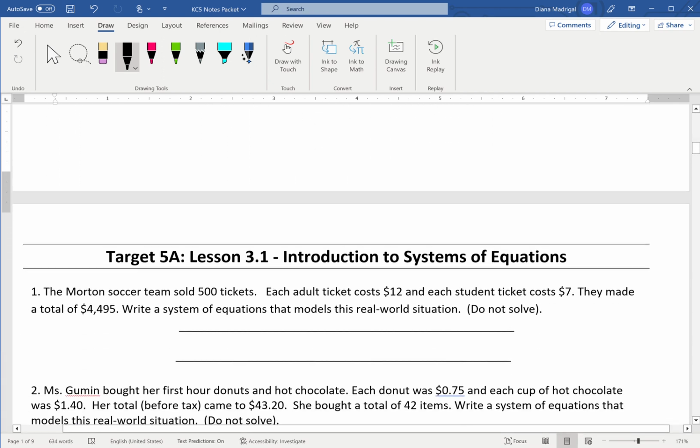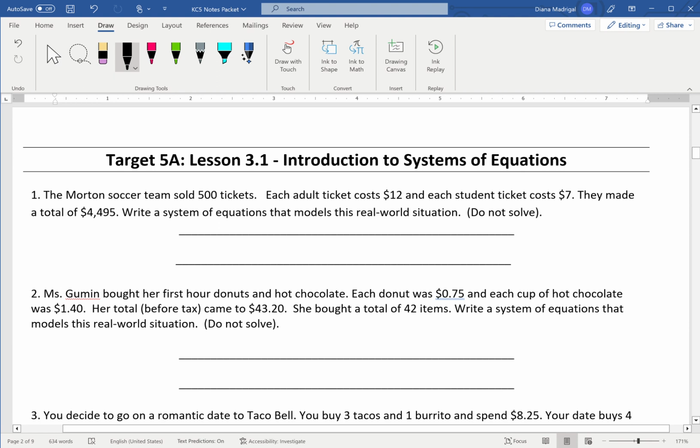So if you have highlighters or color pencils or anything, I suggest that you take it out since I will be using it for this unit right now. So here we go. It says the Morton soccer team sold 500 tickets. Every time you see numbers, highlight it. Make sure you understand what the number means. For example, this 500 represents tickets. Next, each adult ticket costs $12. I see another number, 12. 12 is the cost for the adult ticket. So that's how much the adult ticket costs.